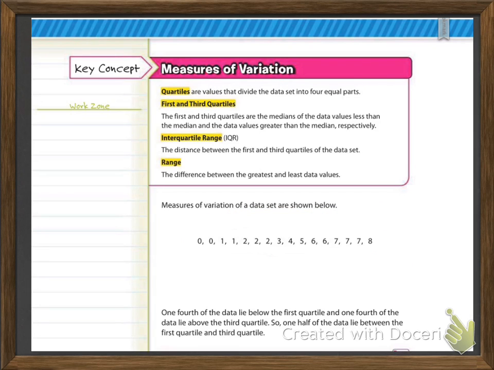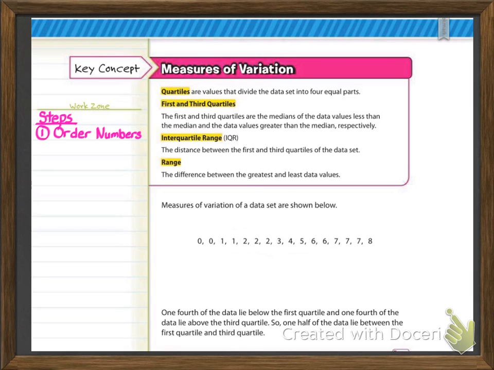So over in the left side in your work zone, I would like for you to go ahead and write steps and underline it. So when you're going to be asked to find measures of variation, these are the steps that I want you to follow, and I feel that the order that I'm asking you to do them is going to make things a little bit more understandable for you. So step one, you need to order your numbers. That means put your numbers in order from least to greatest, just like we did on our previous lesson.